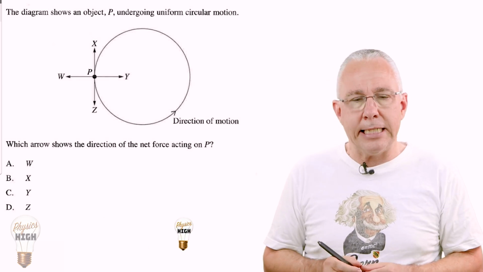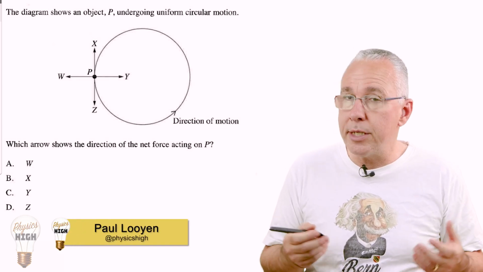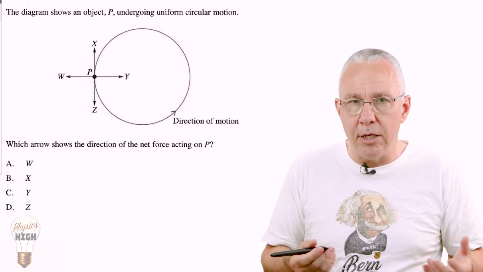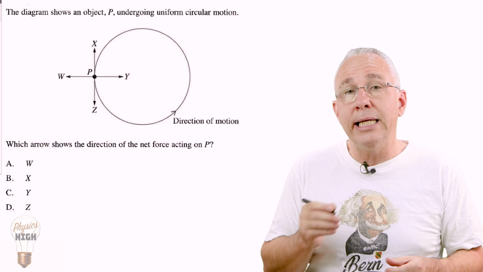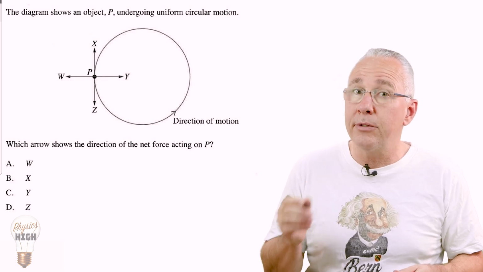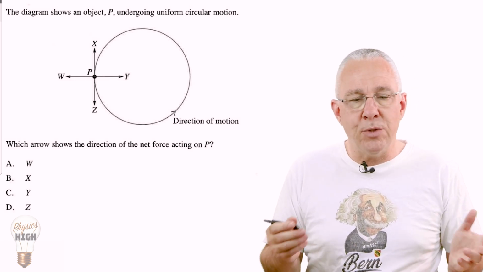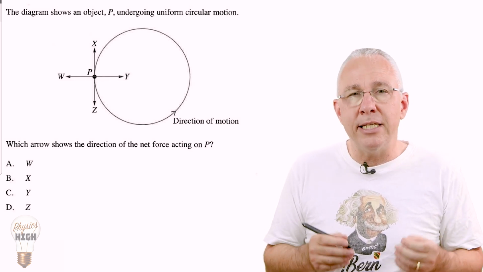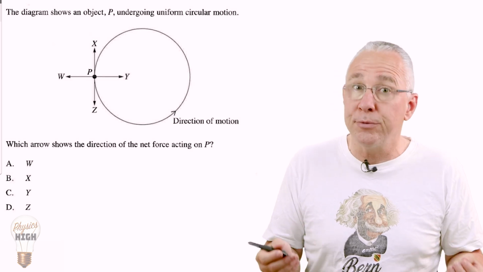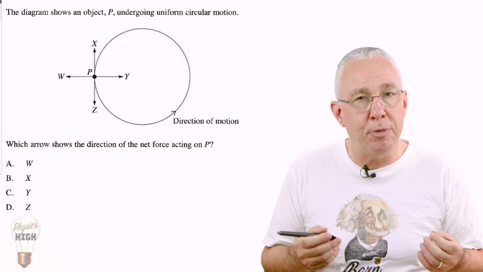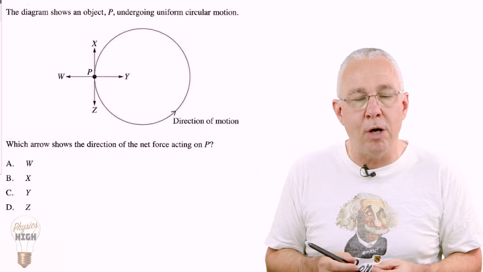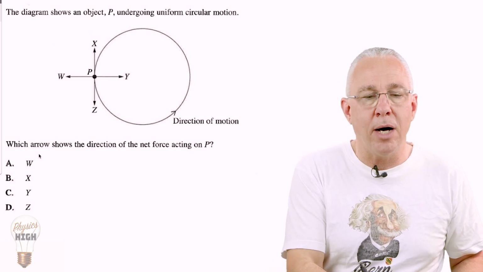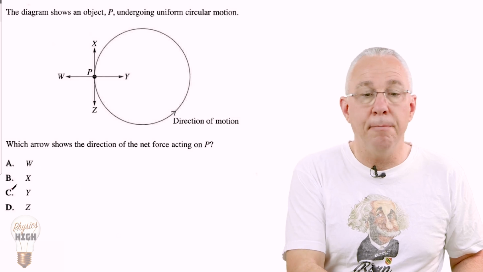So let's get started. Our first question deals with circular motion, and we have a diagram where an object P is undergoing uniform circular motion, uniform meaning that the speed is constant throughout the whole rotation. Now we're asked which arrow shows the direction of the net force acting on P. In circular motion, the net force is always the centripetal force. Now that centripetal force is always perpendicular to the velocity at any one moment and is always acting in towards the center, so our answer can only be Y, which of course gives us C.